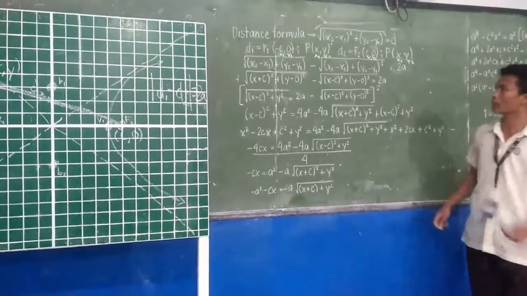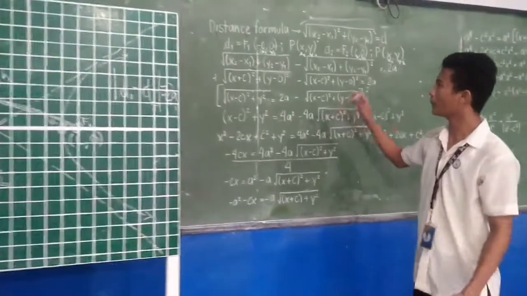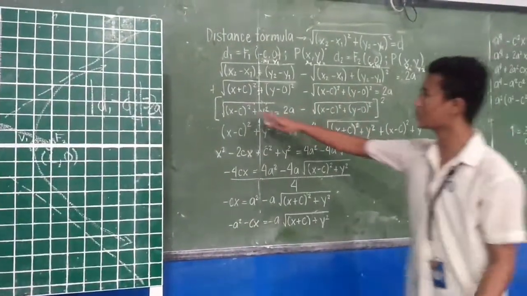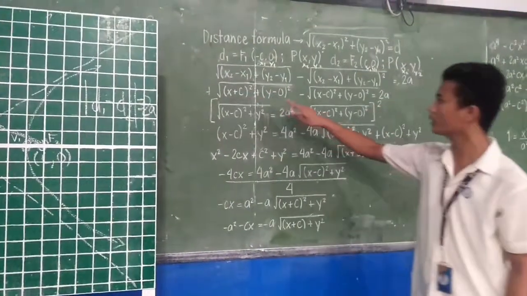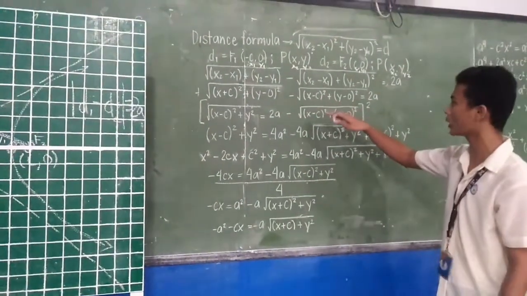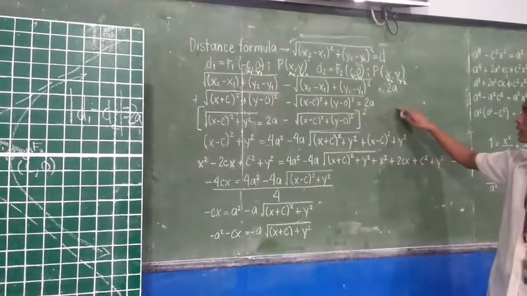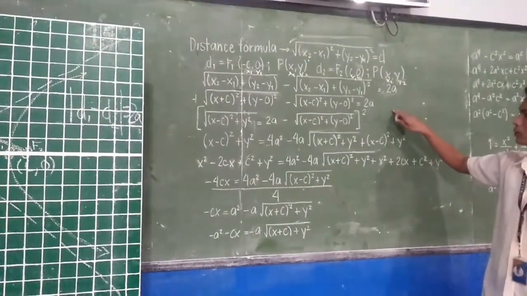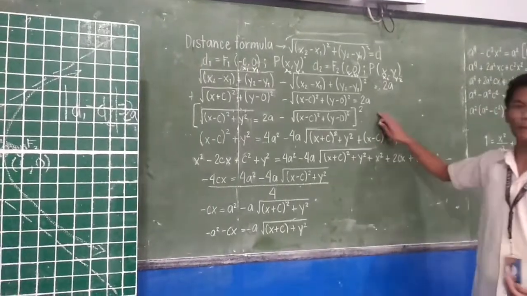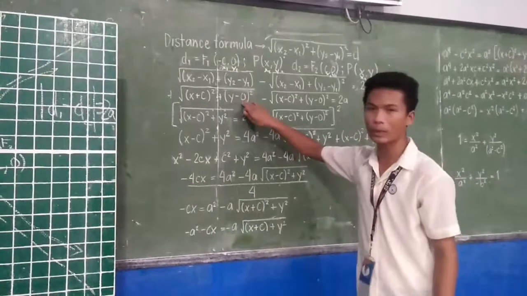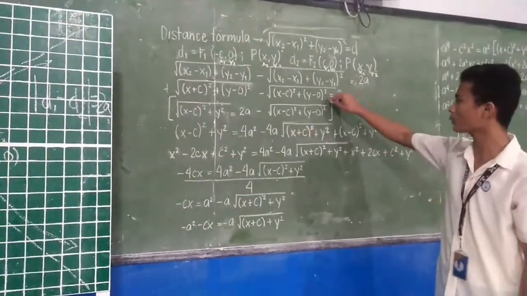Now that we assigned the variables, we're going to substitute them. And we will get the square root of quantity x plus c squared plus y minus 0 quantity squared, minus the square root of x minus c quantity squared plus y minus 0 quantity squared, equals 2a. Simplifying the given, the 0 will be eliminated and we will square both sides.